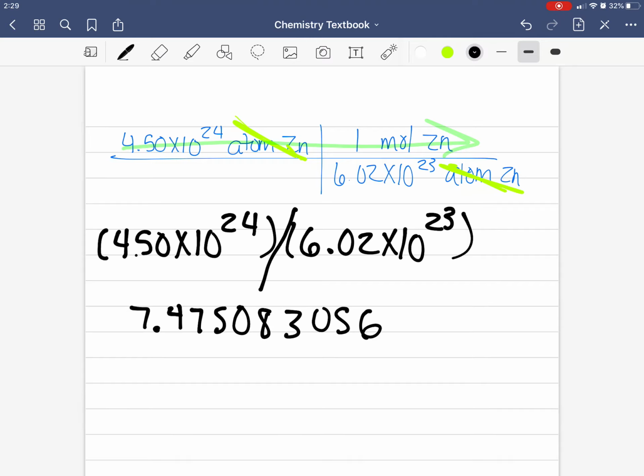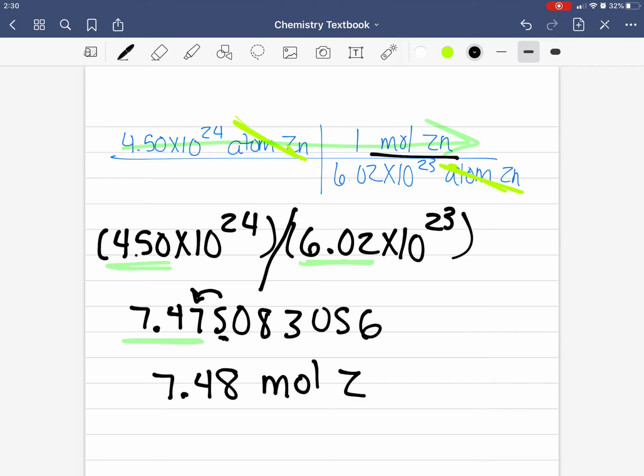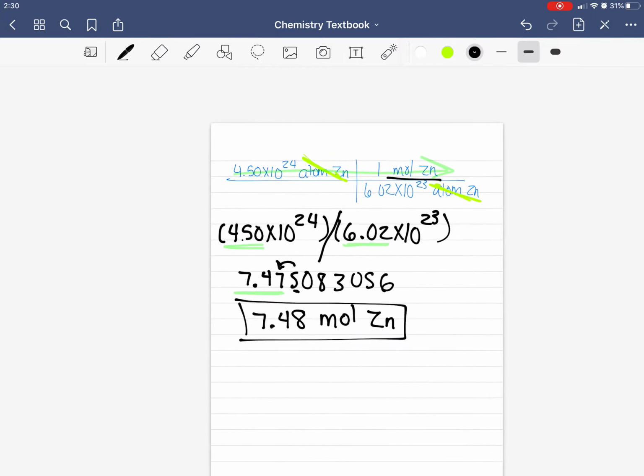It's too large, and also it's not correct. So that's why you're going to look at your numbers. This one right here has 3 significant figures, and this one has 3 significant figures. Your answer should have 3 significant figures. So my answer will be 7.48, right? Because the 5 you round up, moles of zinc. And that is the answer for this problem.